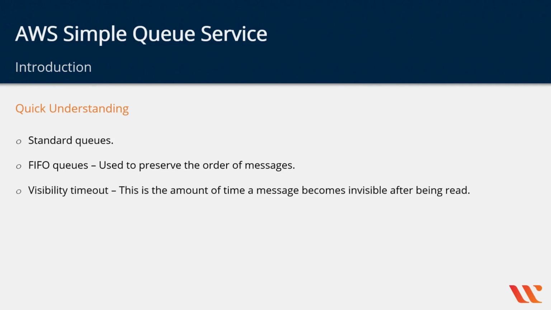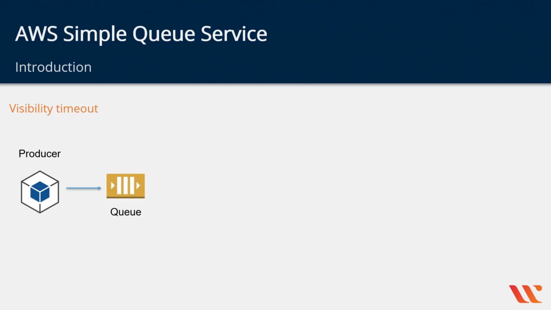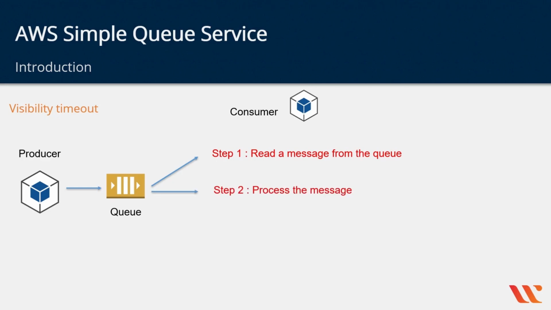Another important aspect is the visibility timeout. This is the amount of time a message becomes invisible after it has been read. Let's quickly understand the purpose of this visibility timeout. Let's say you have the producer sending a message to the queue. And then you have the consumer that's going to be reading the message from the queue. When a message is read from the queue, there are steps involved. The first step is obviously to read the message from the queue. The second step is that the consumer, after reading the message, needs to process it. It needs to understand what the message wants to convey.